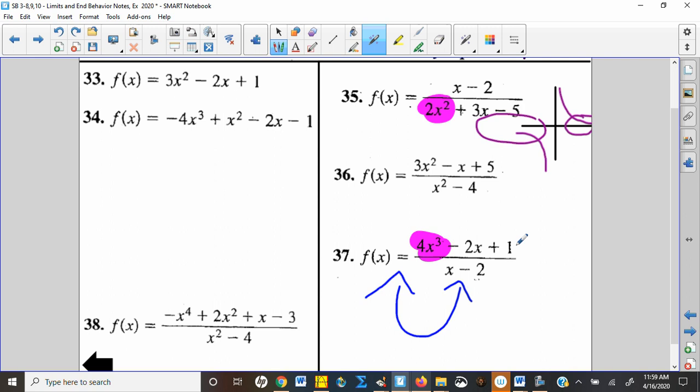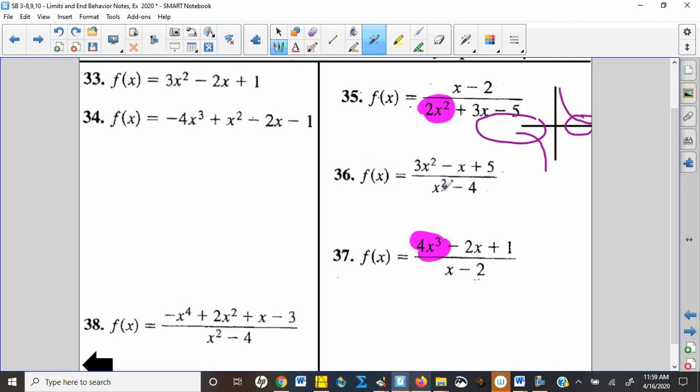Which obviously means there are no horizontal asymptotes. Anytime the top is more powerful than the bottom, it's a diverging graph. In this one, because it's a positive x squared, the end behavior model would be up.